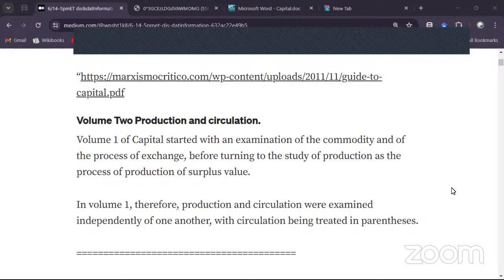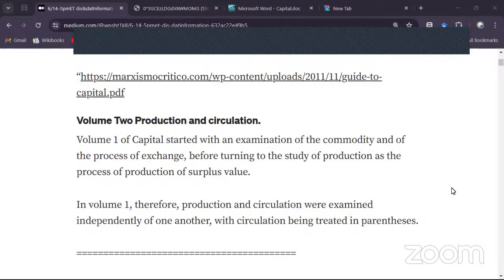But anyway, Volume 1 of Capital started with an examination of the commodity and of the process of exchange before turning to the study of production as the process of production of surplus value. That's what we looked at in Volume 1, that there's something that gets skimmed off the top. And it's not really at the top. It's embedded, and it comes because scale is involved. It's not just the making of one widget or object, it's the making of many objects, and as you scale up, you get more things that can be easily skimmed off, and you need to explain how that operates.